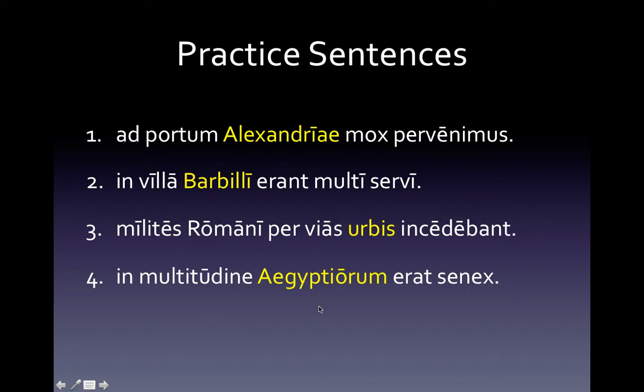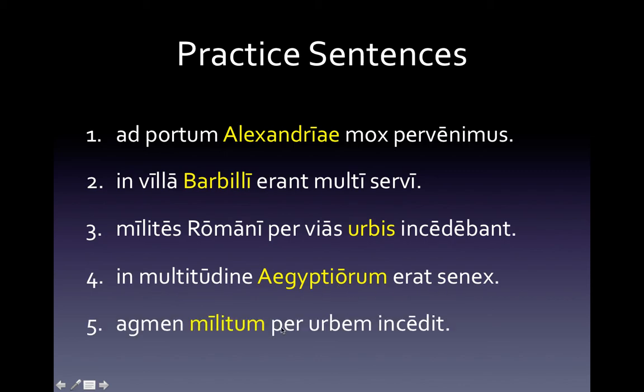In multitudine Aegyptiorum erat senex. Okay, the Egyptians, so our ending here is O-R-U-M, that's genitive plural. The Egyptians are most likely possessing right here, a multitude or a crowd. All right, so in a crowd of Egyptians, there was an old man.